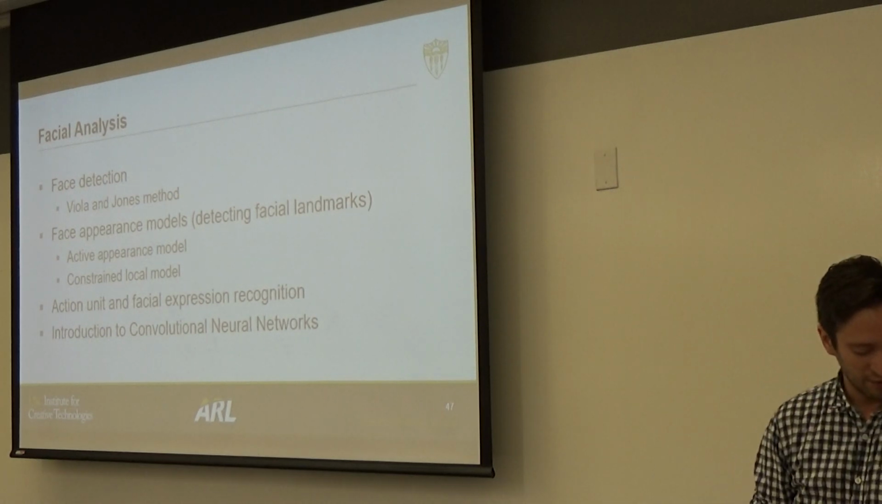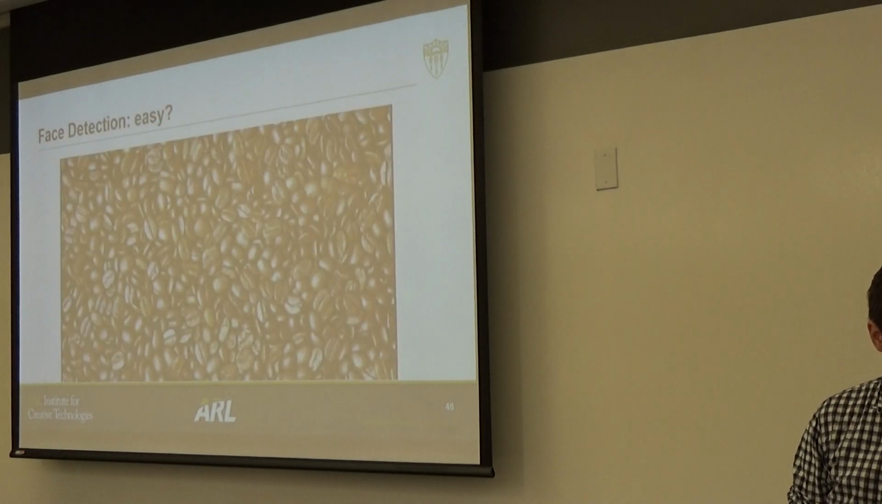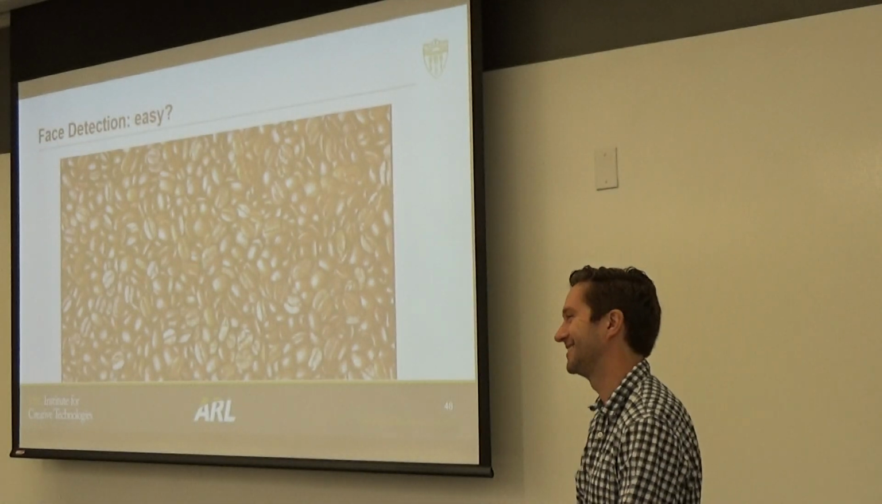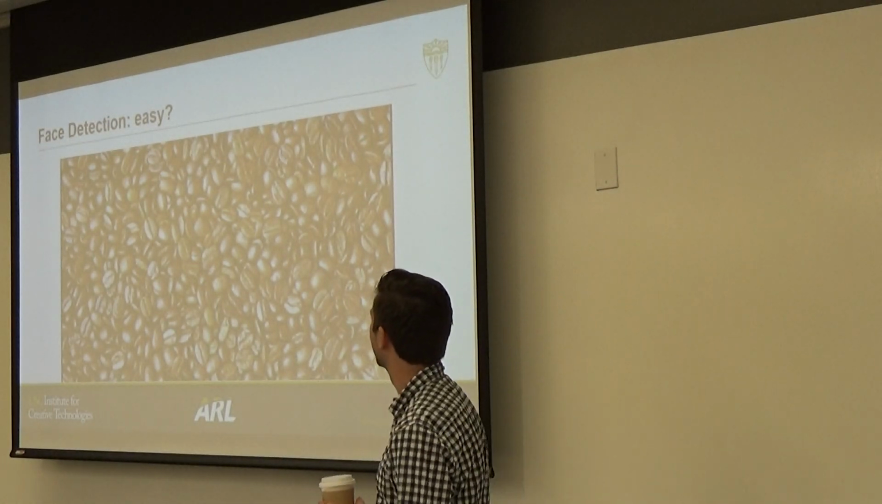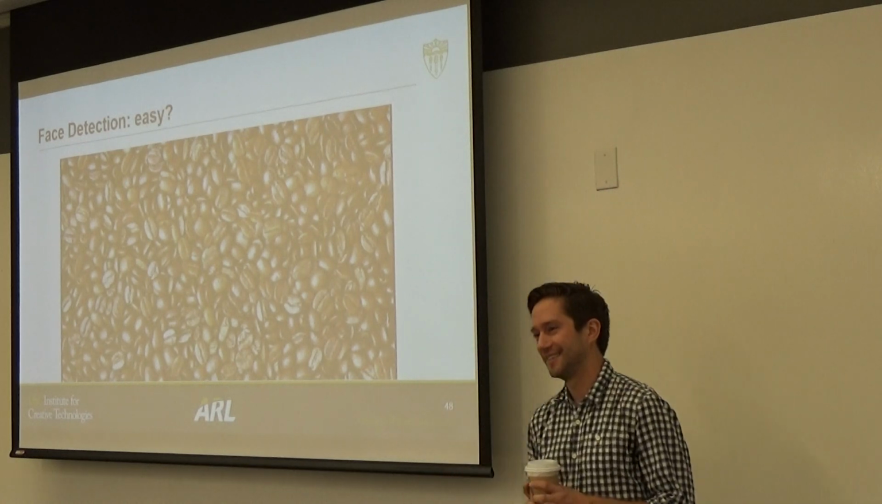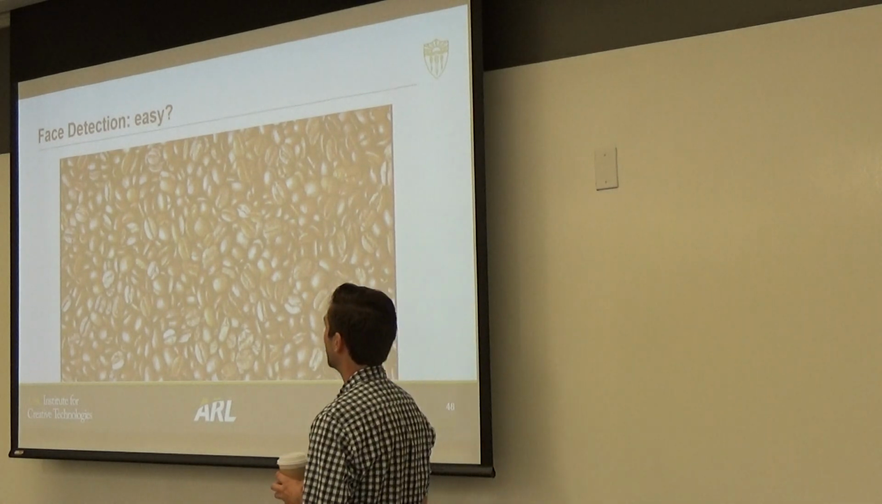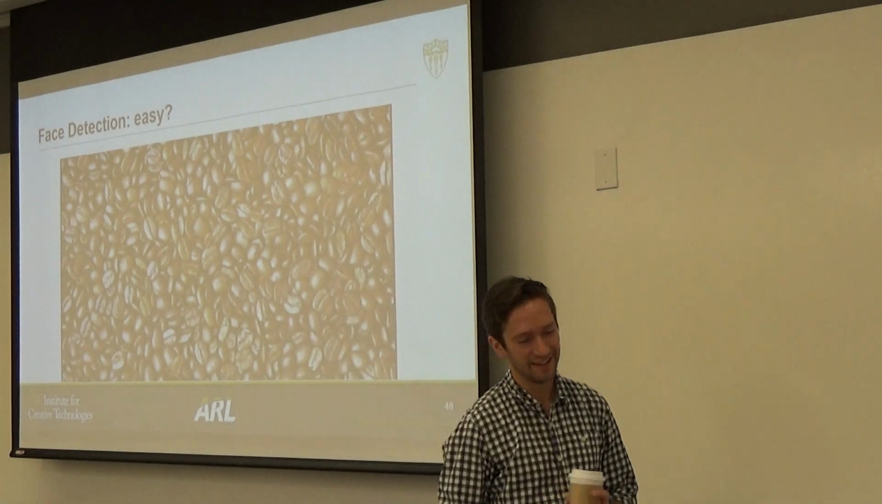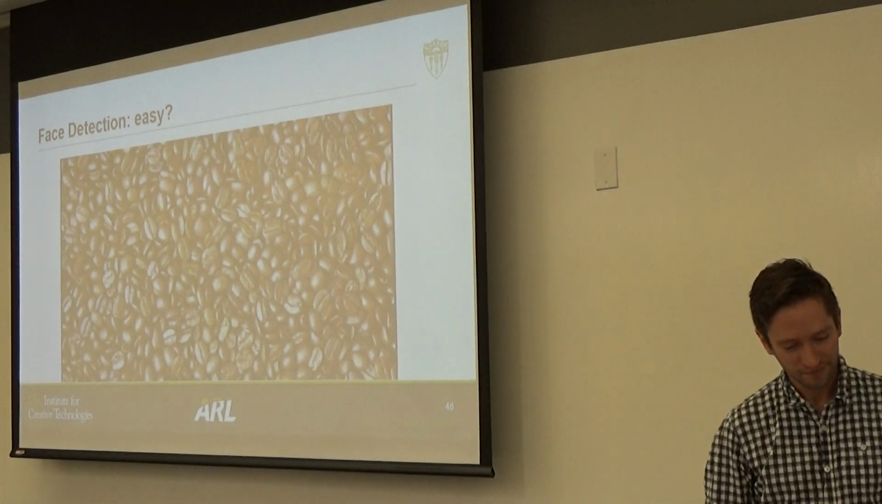Right. So face detection. What do you think? Is it easy? There's a face in this image. Can you see the face? I can see this. You can see one? Yeah. Which corner? This one. Oh, yes. Here? Yeah. There's a face. All right. So it's a very hard problem.